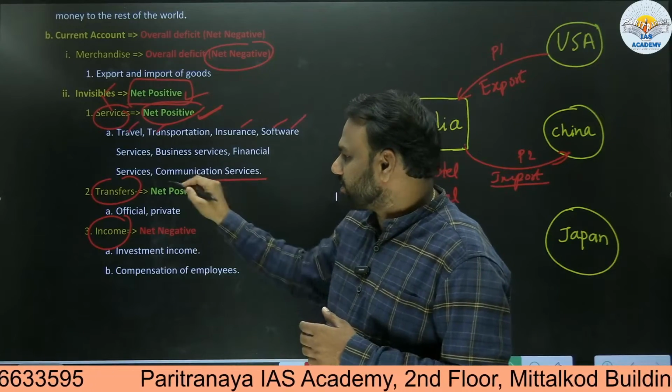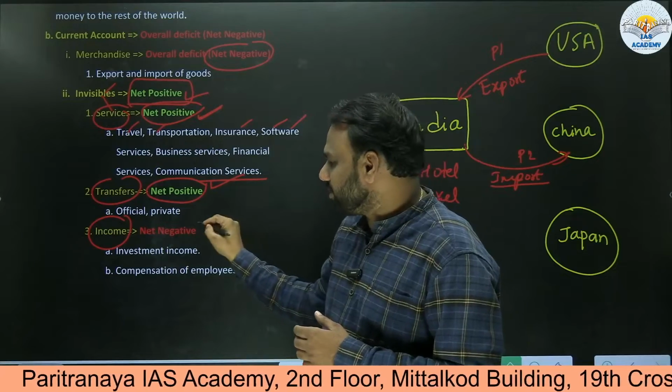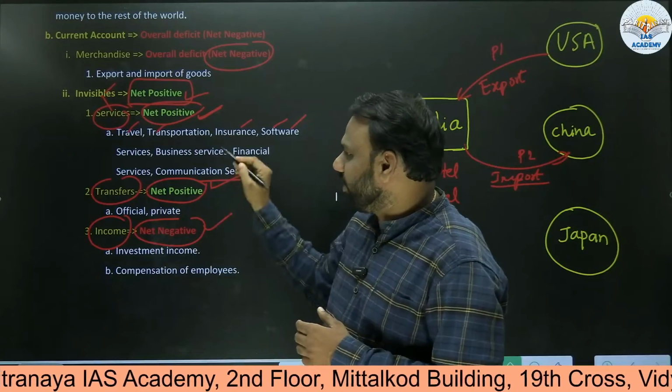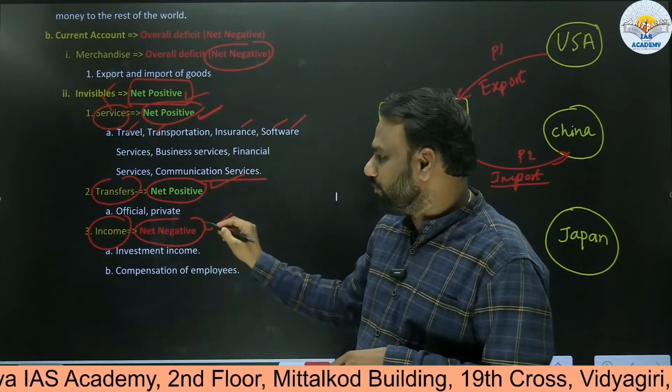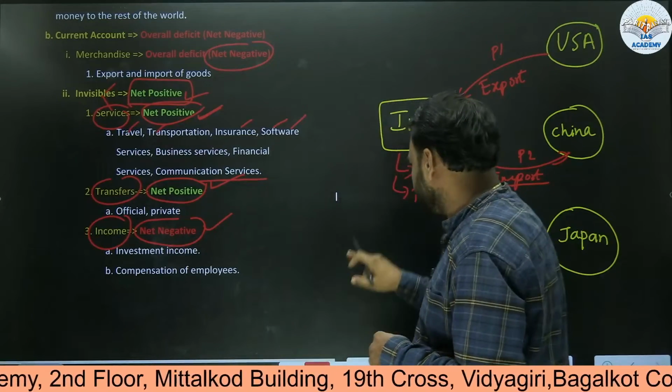Okay, net positive. Next, transfer is also net positive. Whereas income is net negative. So within invisibles, two are net positive and one is net negative. Next, we shall understand what transfers are.